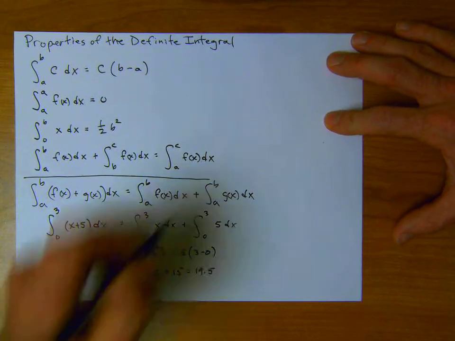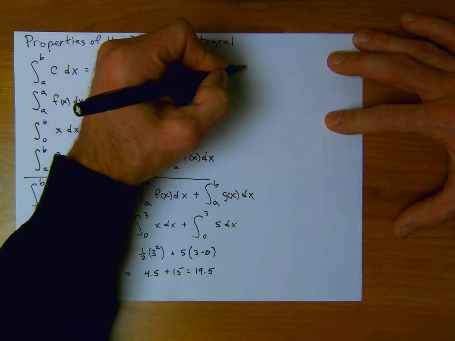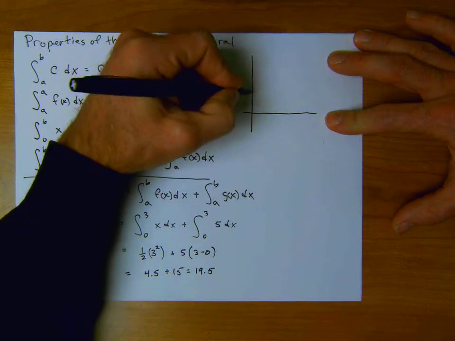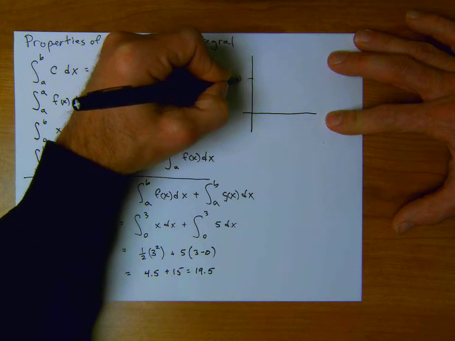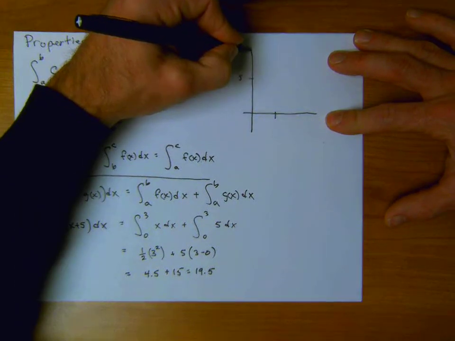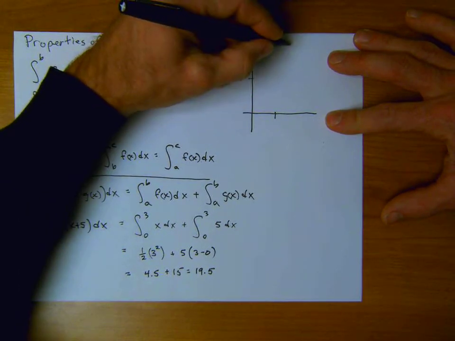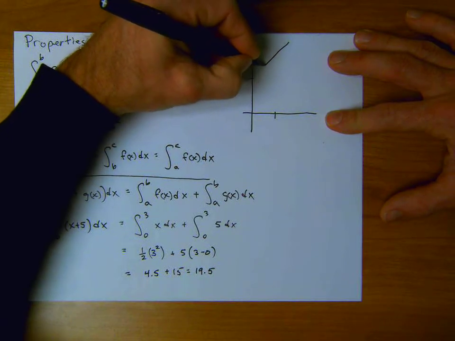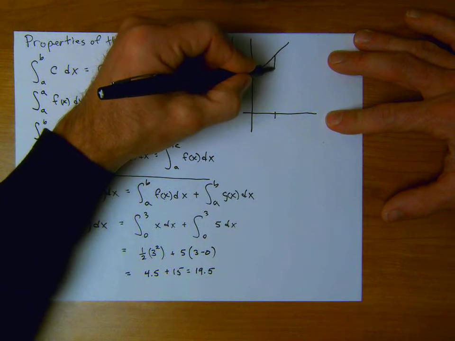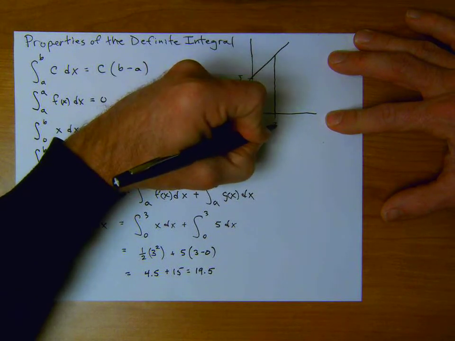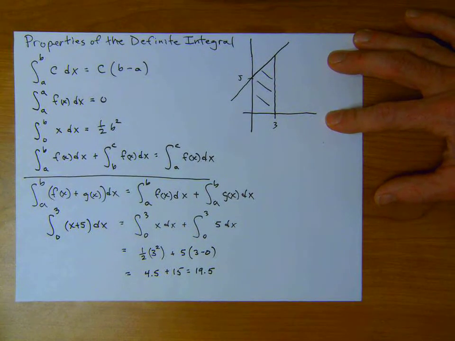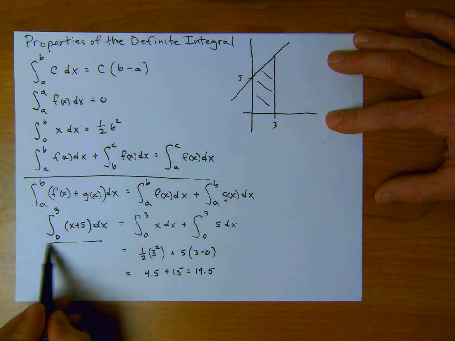Graphically, what's going on, we could say, let's take a look at x plus 5. So let's say here's x plus 5, and we go out to 3. All right, so I have to extend this up a little bit. X plus 5 is going to look something like this. Of course, it keeps going back this way, but we just care about this area right here, right? If this is 3. So what we're saying is that area is 19.5.